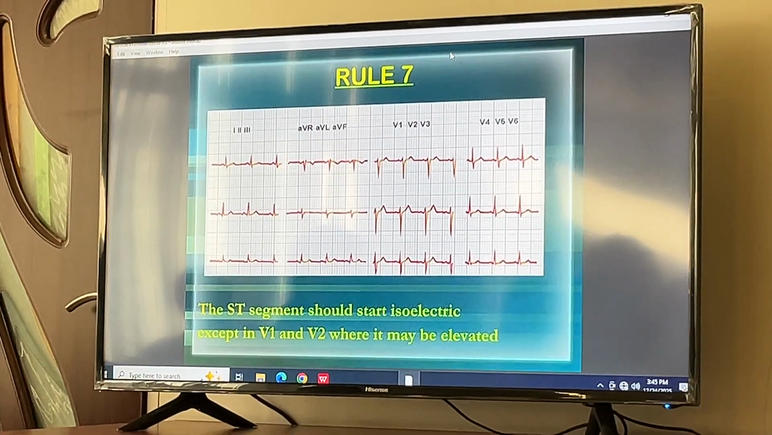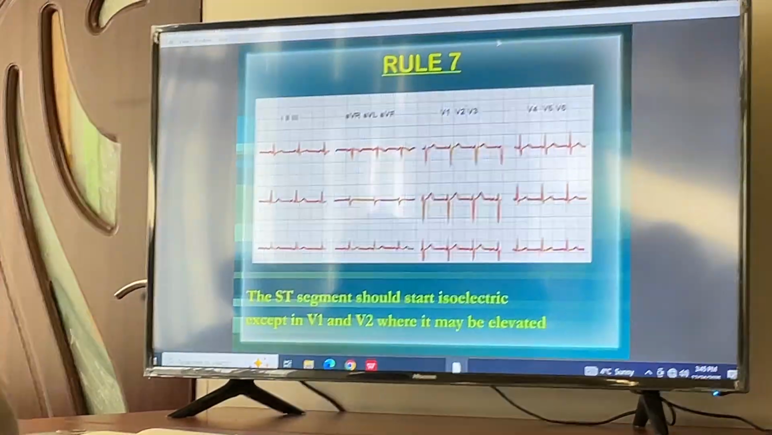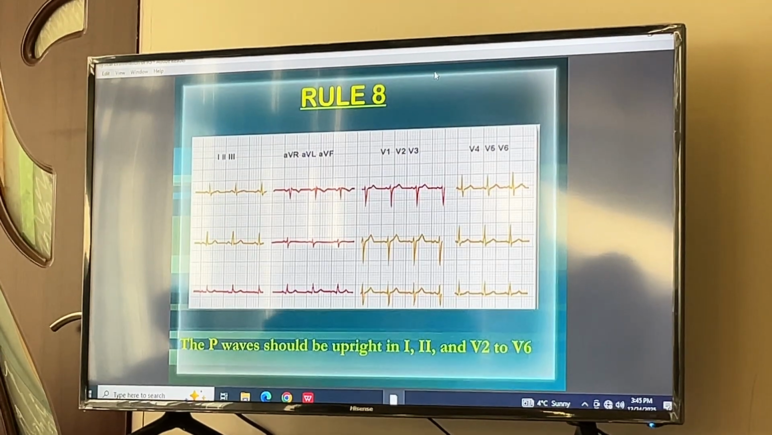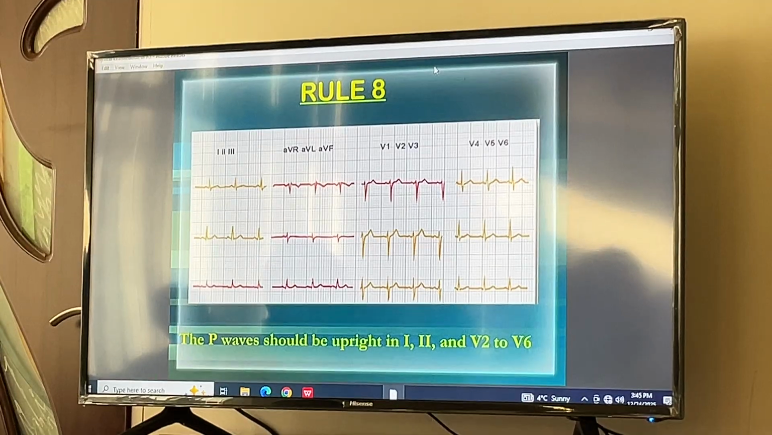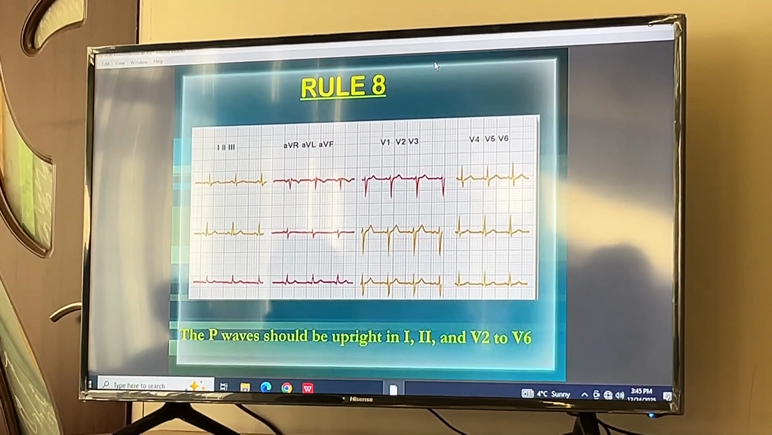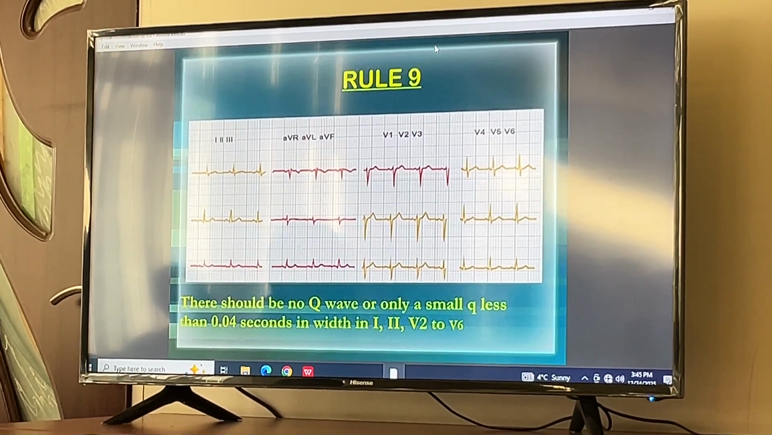Next, rule number 7. ST segment should start isoelectric except V1, V2 I told you, where it may be a bit elevated. 8. P waves should be upright in first, second, V2 to V6. If you remember, in V1 maybe biphasic is normal. And down, third and AVL also we are not speaking.